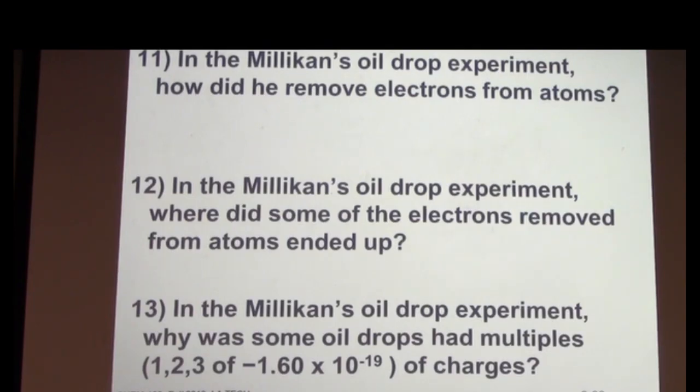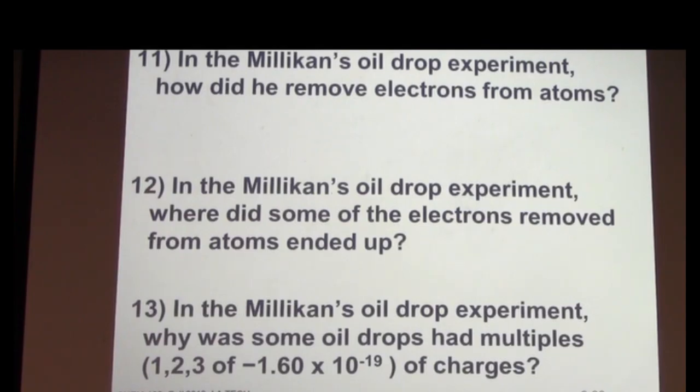In Millikan's oil drop experiment, where did some of the electrons removed from atoms end up? Probably on the positively charged plate. They could have, but we are looking at the oil drops with the microscope, right? On the oil drops. Some of them ended up in the oil drops.